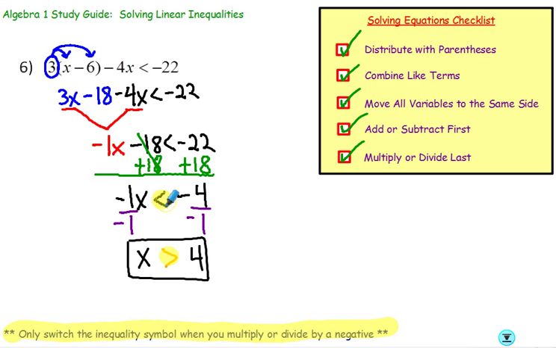Alright, so let's go ahead and pause the video now. Same routine. Try number 6 in the middle and number 6 on the right side.